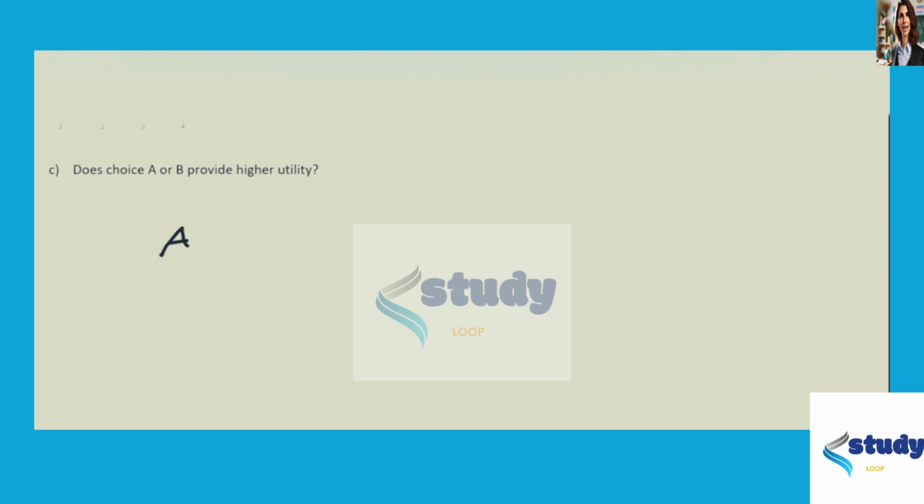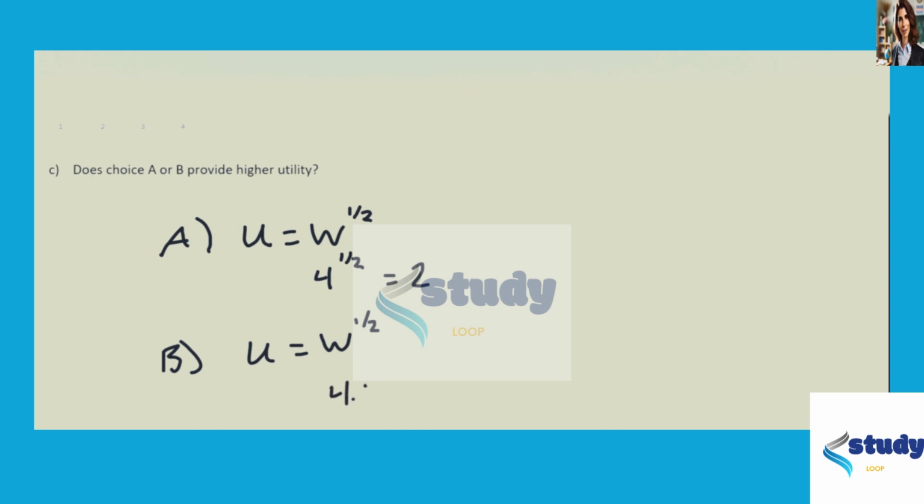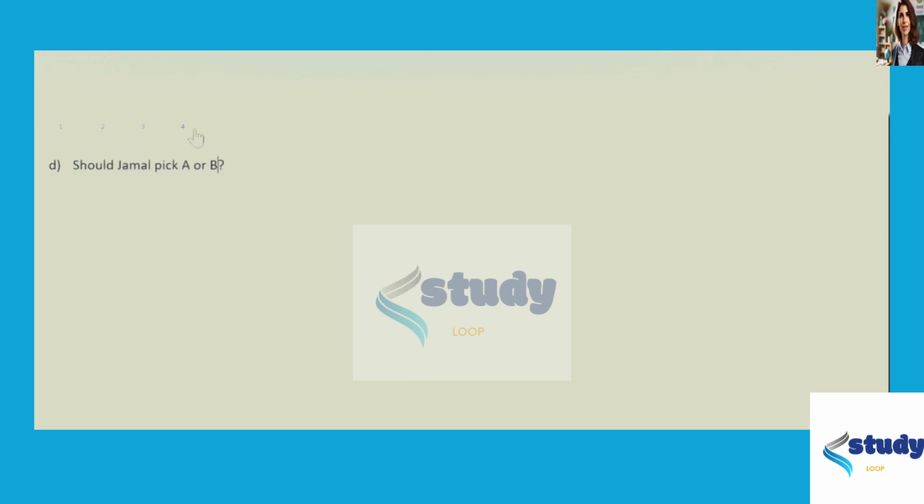So for choice A, we have the utility function U equals W to the power of 1/2. So we just plug in the numbers, right? W in A is 4 to the power of 1/2, which equals 2. For B, again, we have U equals W to the power of 1/2, and we plug in 4.2 to the power of 1/2, which gives us 2.05. And so we see Jamal's utility is higher when he makes choice B.